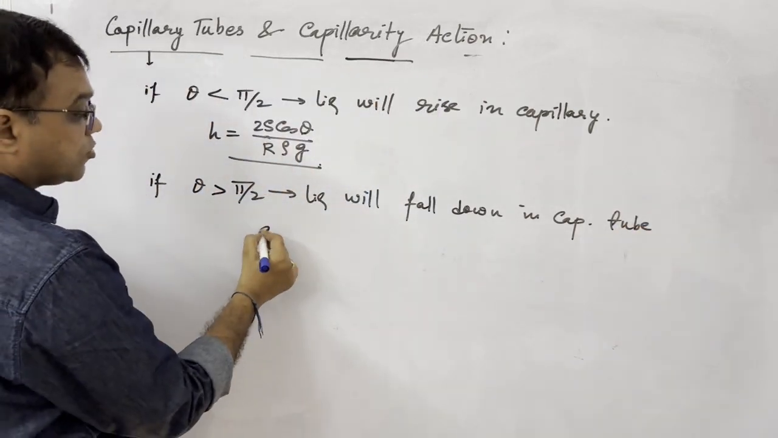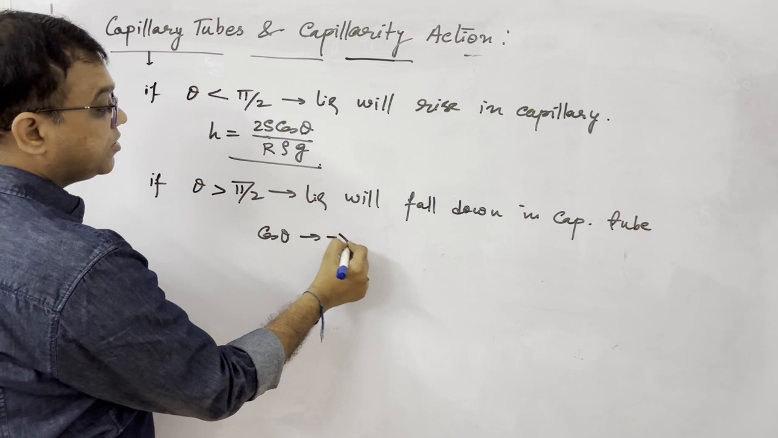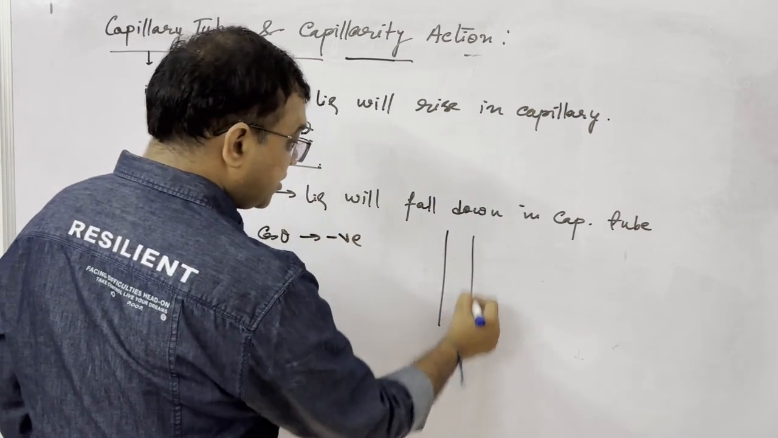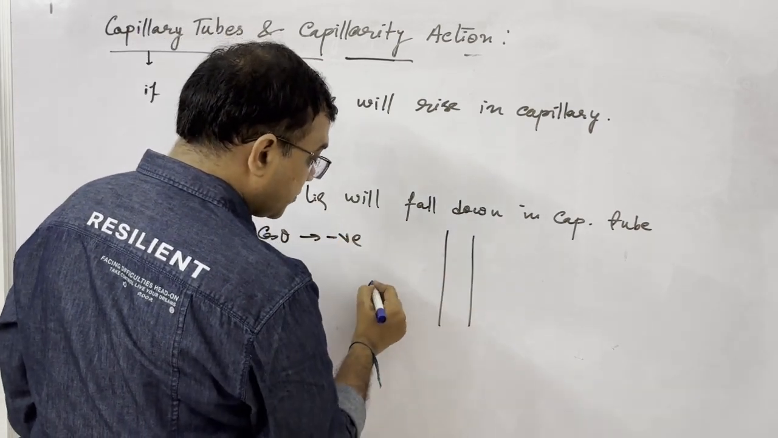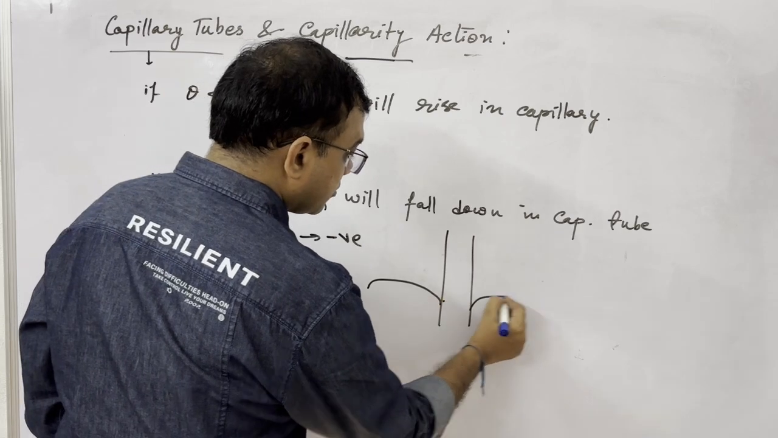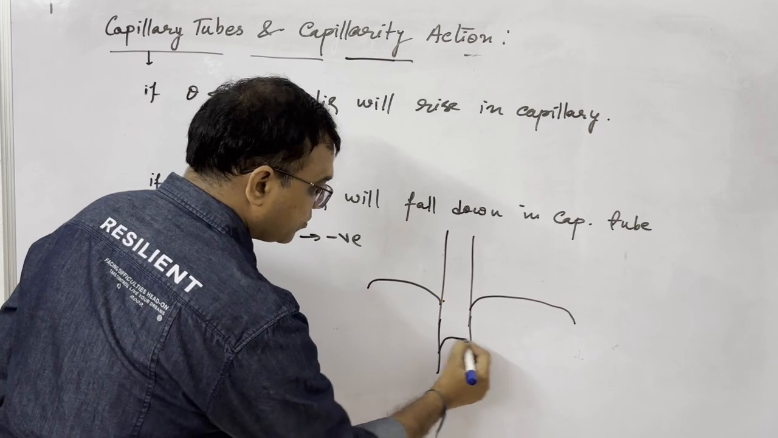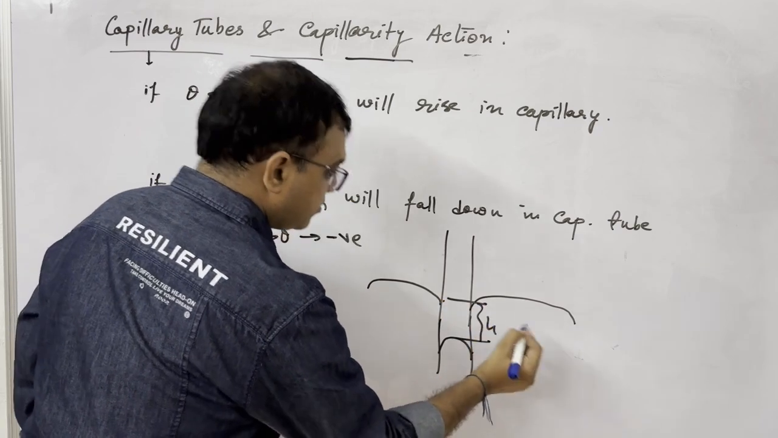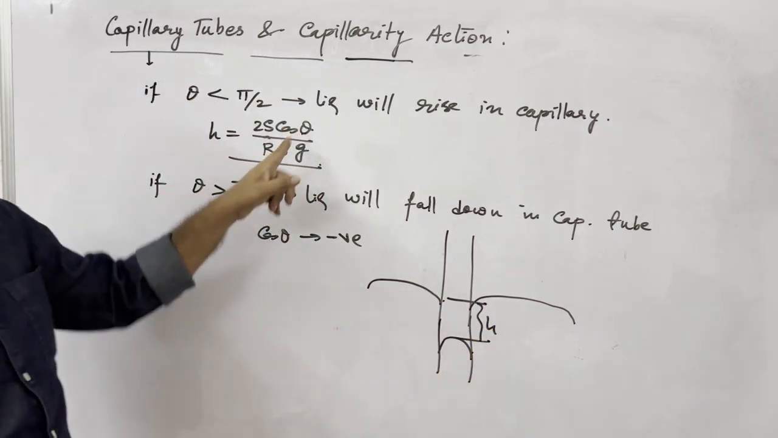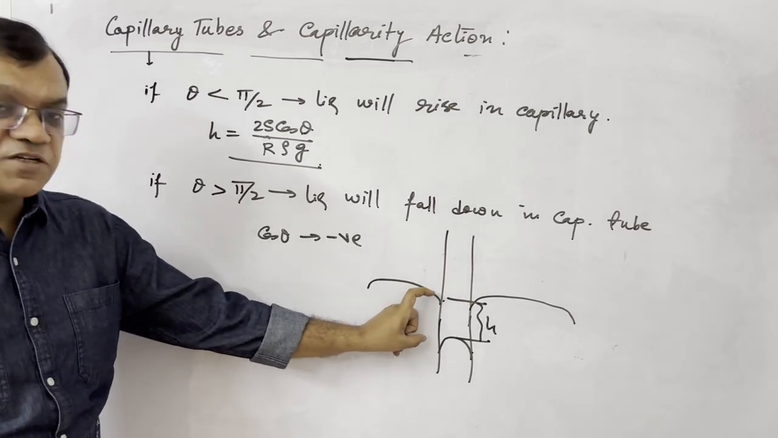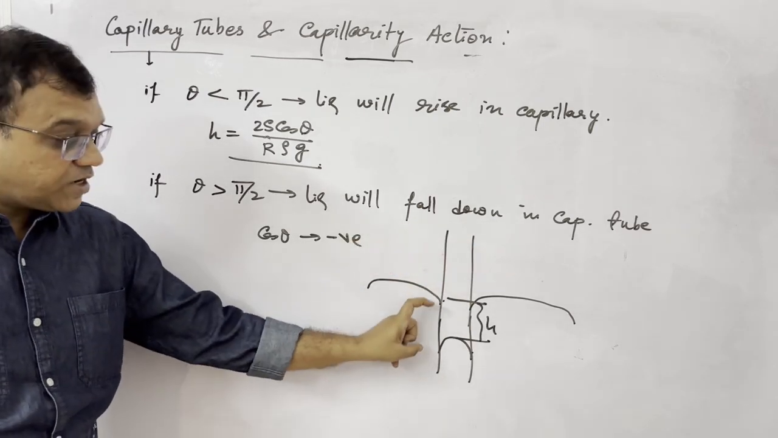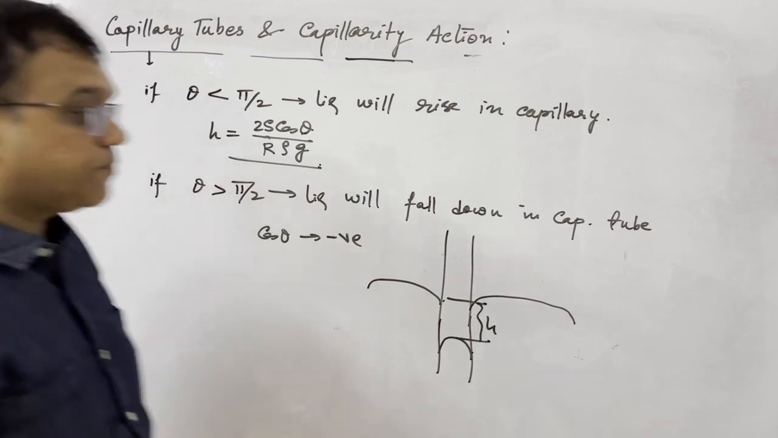Because here cos theta will be negative, the negative sign is telling us that instead of going up, the liquid level will fall down. It will be h equals 2S cos theta upon r rho g, a negative will come, negative means downward, and the magnitude will be this one.